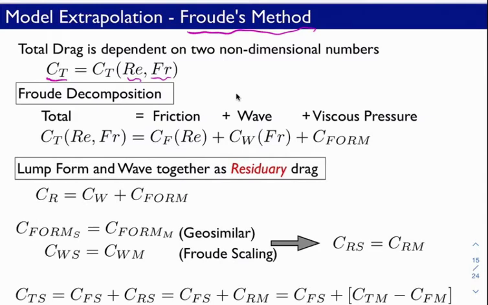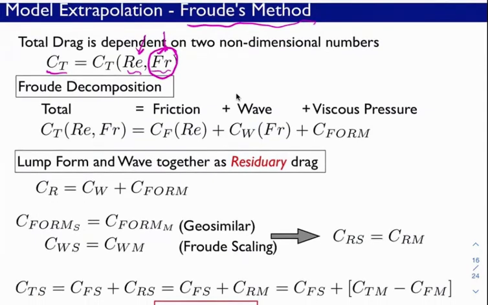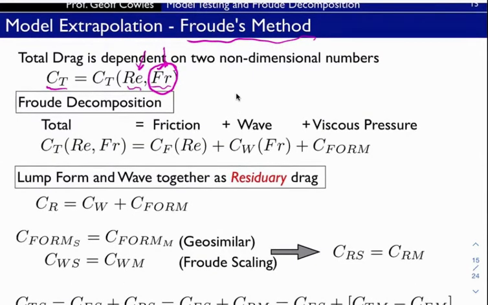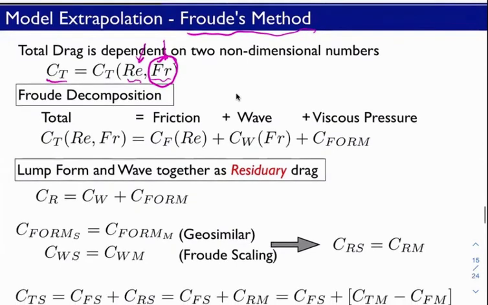However, we cannot match both of these at the same time. So we choose to match this, and we use what's called the resistance decomposition to actually get an estimate of the total resistance of the full-scale vessel. The resistance decomposition looks like this for Froude's method, and the nature of this decomposition influences the extrapolation procedure. So this is the one used for Froude's method.